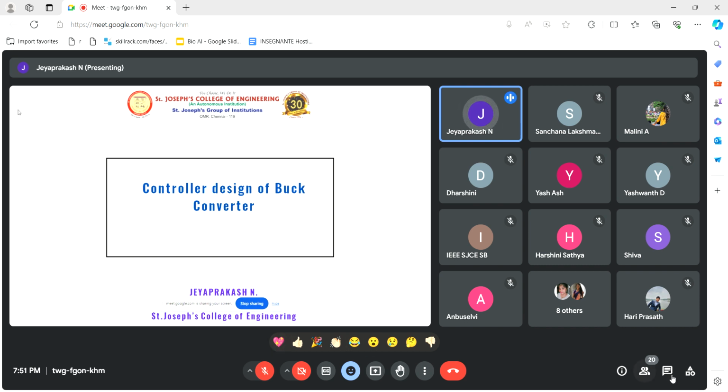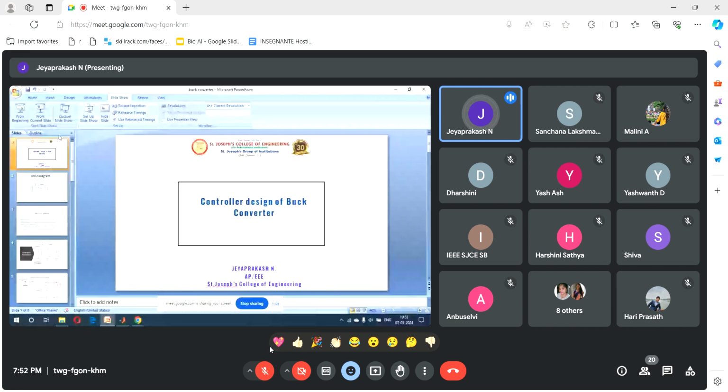Converter with... so Sir, in the converter may so... but now my voice is audible.